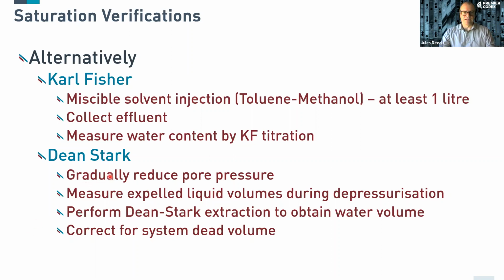So what we need to do is gradually reduce the pore pressure. We can't do it immediately. We need to do it in a controlled manner where we measure the expelled liquid volume so that we keep a record of how much volume is being produced out of the sample. We can then perform Dean Stark extraction, which removes the water from the core, and we measure the volume of water from that process. And that gives us another measure of water saturation at the end. And of course, we need to correct for any system volumes in that whole process.